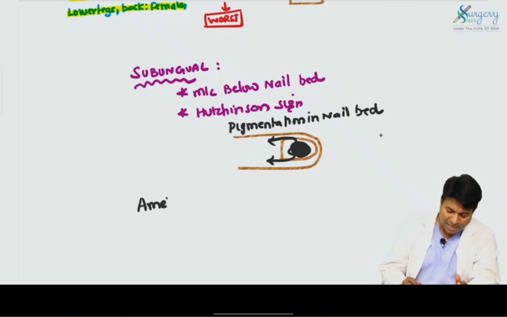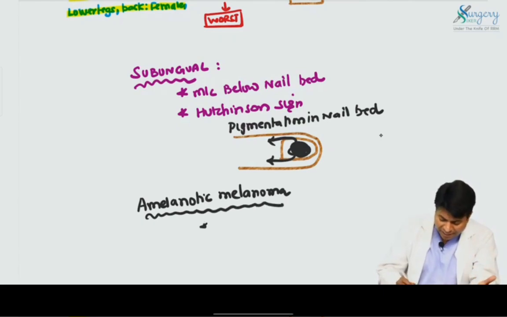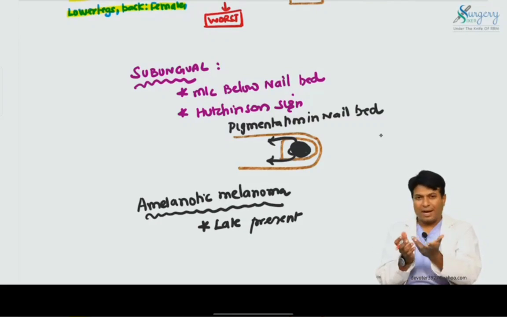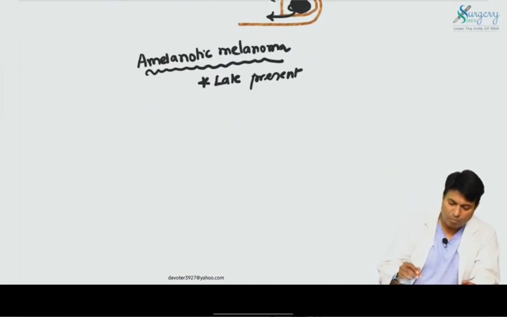Another rare melanoma is amelanotic melanoma. They have no pigmentation, so they present very late because they have no pigment. They look like a furuncle. People think there's nothing, just something else, and they don't come to hospital. Therefore, they have a late presentation. That is amelanotic melanoma.